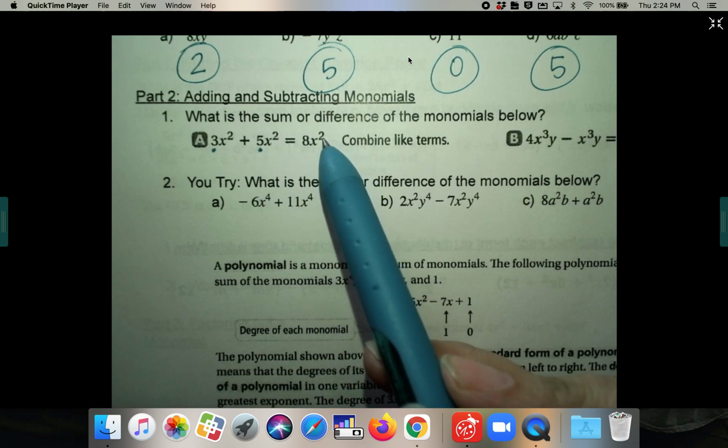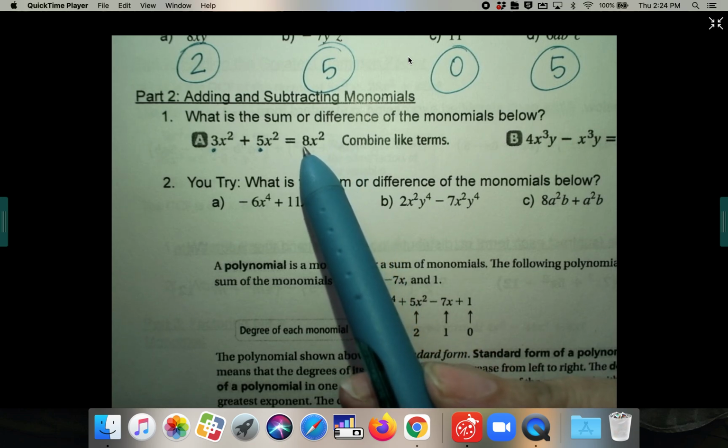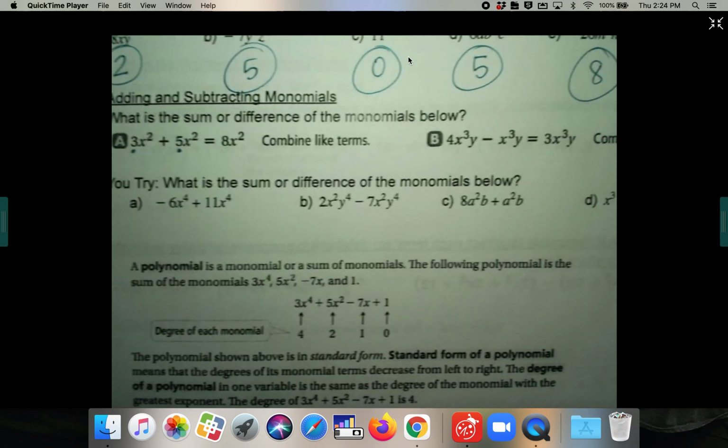So the exponent does not change. This is just its label, kind of. The coefficient, which is the number out front, is the only thing that changes.